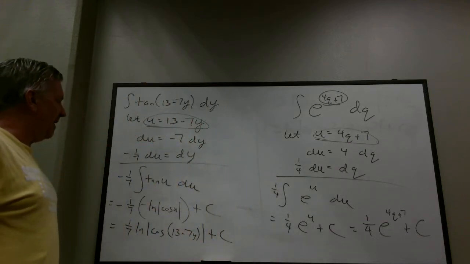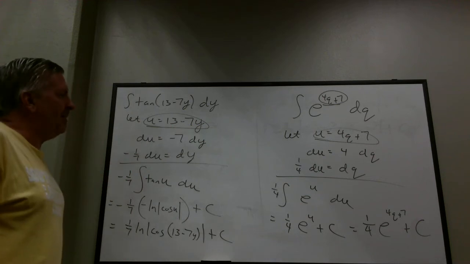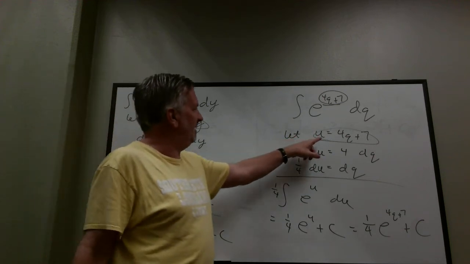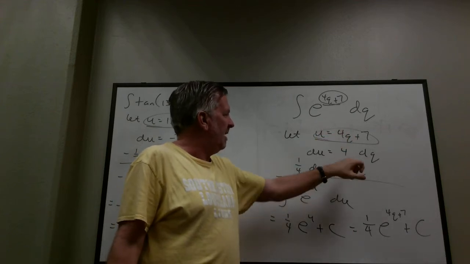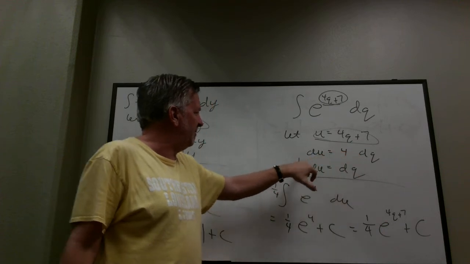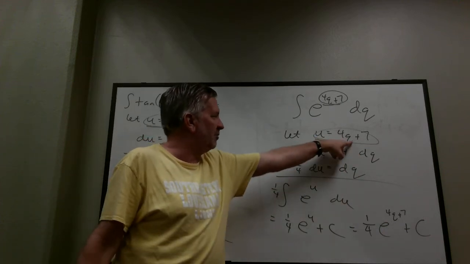Now, I want to be able to do these without doing all this work, okay? Because what happened when we did the linear, think about what we did here. Here was my linear, u is linear, take the du, and I just wanted the d cubed. Notice I wound up dividing by the slope, right? 4 is the slope of the linear expression.